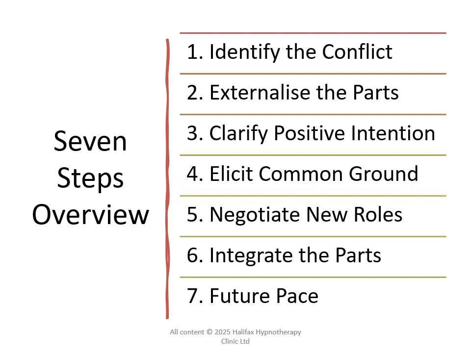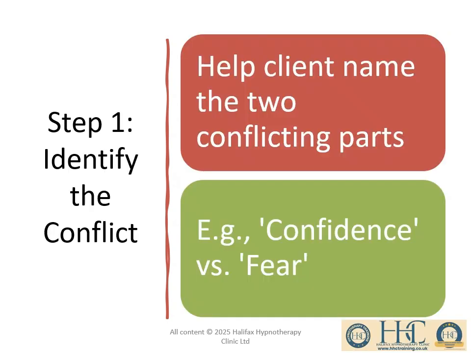Here are the 7 steps we'll walk through now. Step 1. Identify the conflict. First, you help the client clearly name the two parts that are at odds. You can ask, is there a situation where you feel torn or conflicted? An example might be, a part of me wants to be confident and go for it. Another part is afraid of failing.